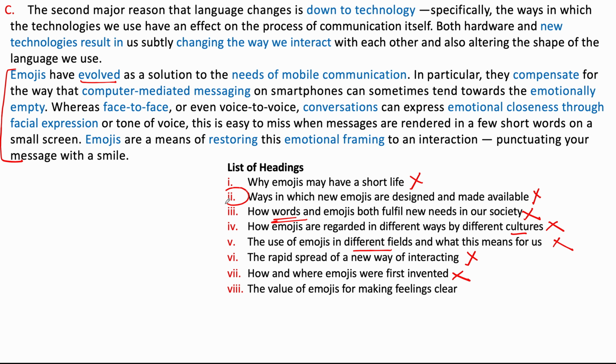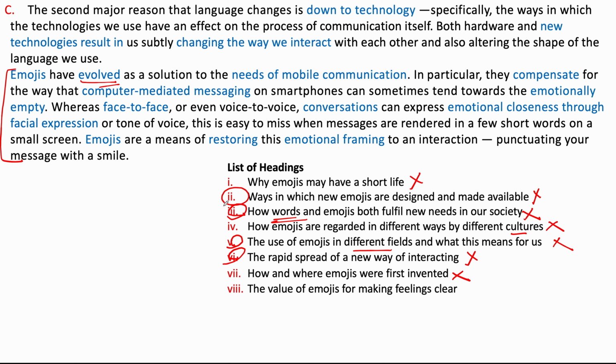The second heading might confuse you because emojis evolving is briefly mentioned, but no details are provided about how they are designed or made. Fifth and sixth might seem tempting because the section discusses mobile communication or technology and texting, but the focus is not on the spread of emojis or their use in different fields.